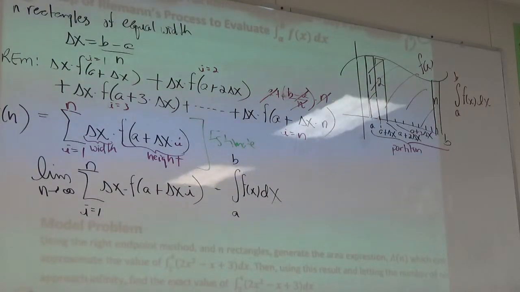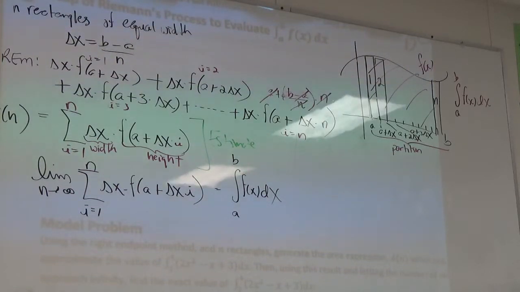This area, if I'm writing A sub n, I need width times, what's the first endpoint going to be? This might be the most important part. All right, we're going to go from 2 to 4. The width is 2 over n. When I make up my partition, when I chop up my interval, the first interval starts at 2 and ends at 2 plus 2 over n, right? Because this width over here, that delta x, is 2 over n.